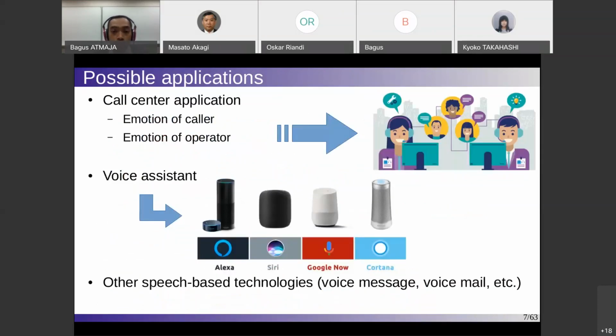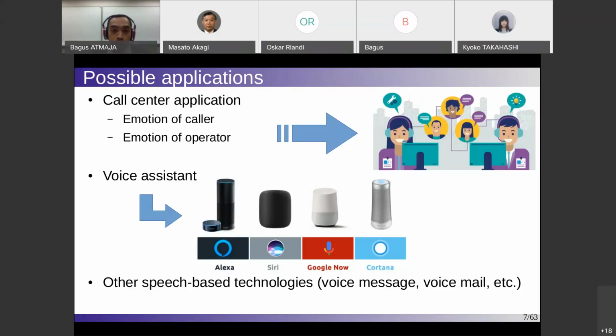For future applications, this research may contribute to the following areas. The main target is call center applications. In a call center, this research can be used to measure the emotion of the caller. For example, if someone calls a call center or service center, usually they are complaining about something. By using speech emotion recognition, the operator or staff can obtain the emotion of the caller or customer, so they can take further steps to calm the customer down.